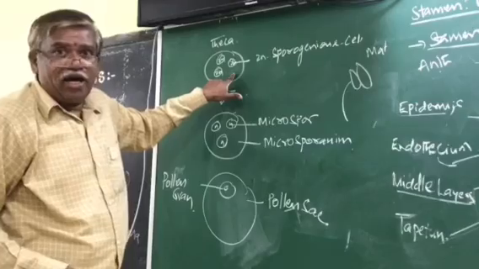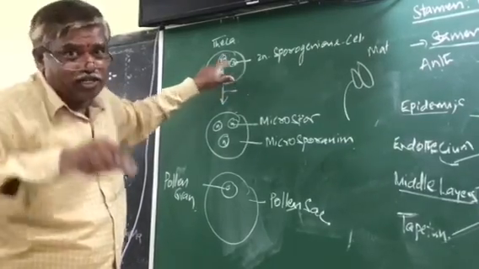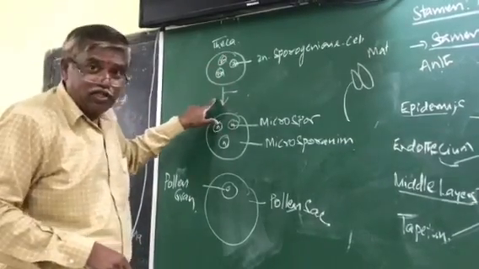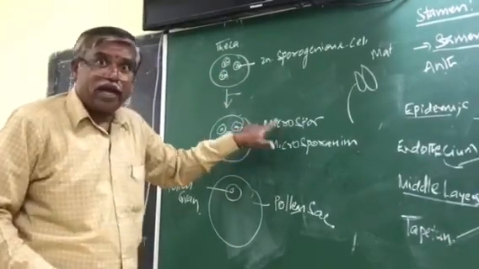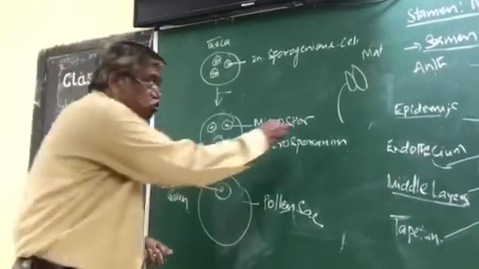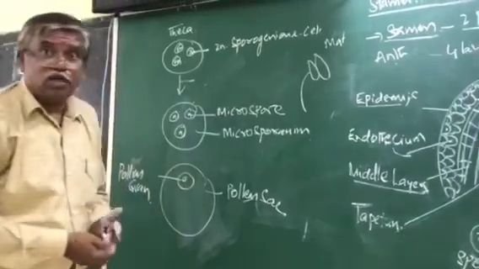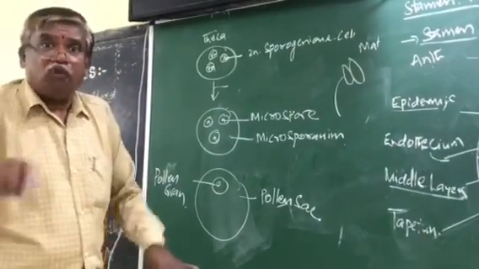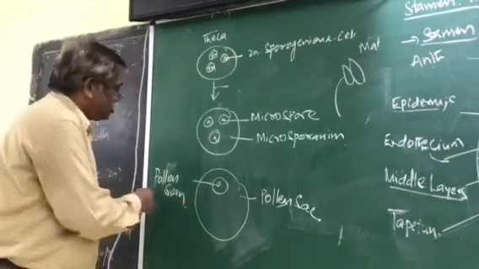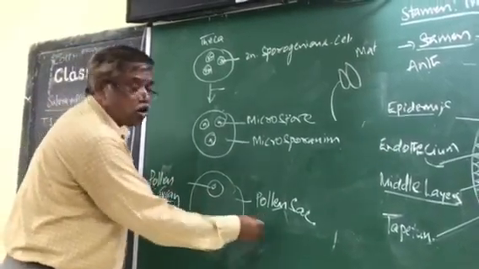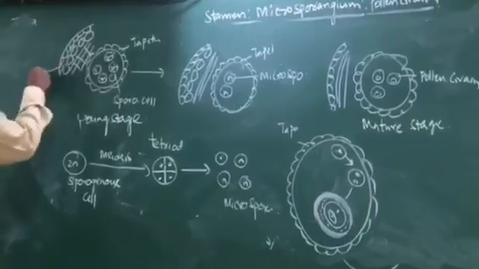In theca, diploid sporogenous cells are there. Due to meiosis, this diploid cell becomes haploid. That is the microspore. Hence it is called microsporogenesis. After that, the microspore becomes a pollen grain. Hence this is called pollen sac.